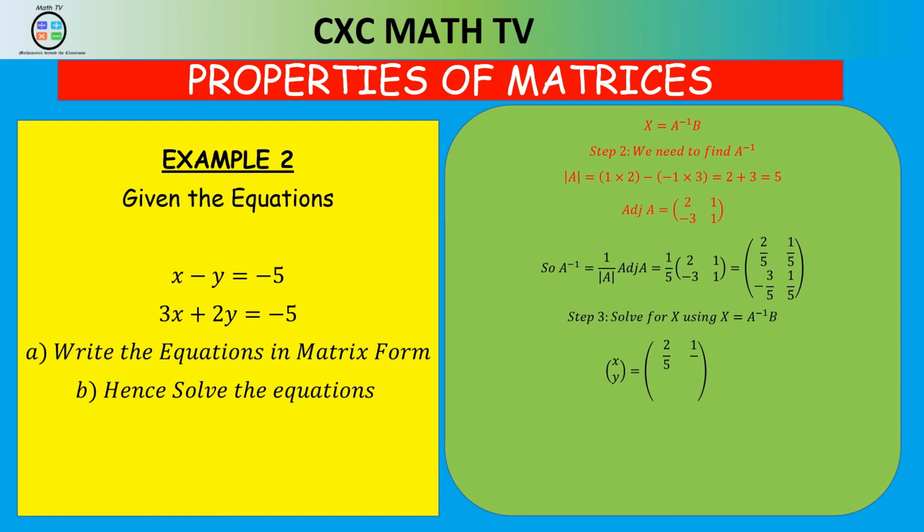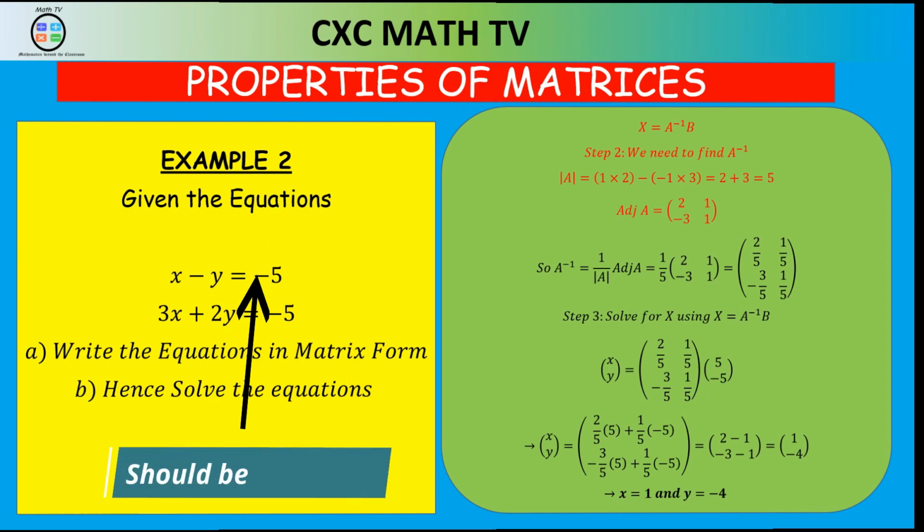And so we go row by column, 2 over 5 times negative 5 plus 1 over 5 times negative 5. Then we have negative 3 over 5 times negative 5 plus 1 over 5 times negative 5, which works out to be 1, negative 4. In this case, we end up getting x equal to 1 and y equal to negative 4. You can actually check it in the equations, and you'll see that x minus y is indeed negative 5, and 3x plus 2y is indeed negative 5. Alright? And lovely, and so you realize that x is equal to 1 and y is negative 4.